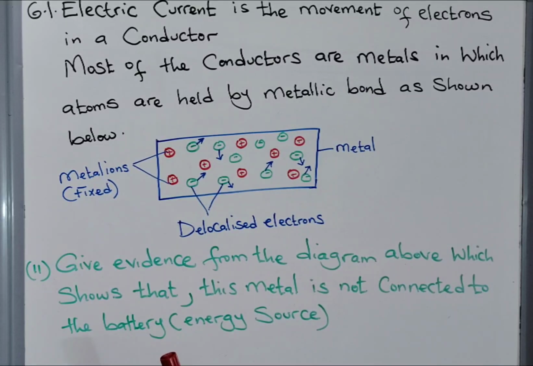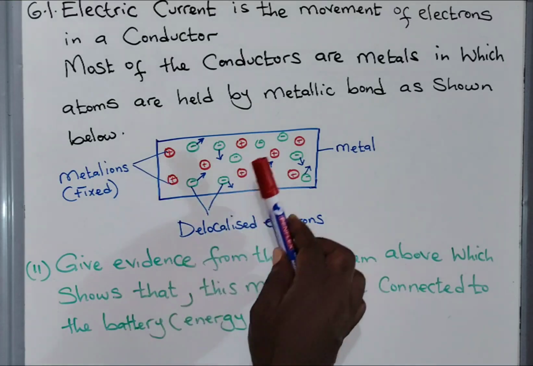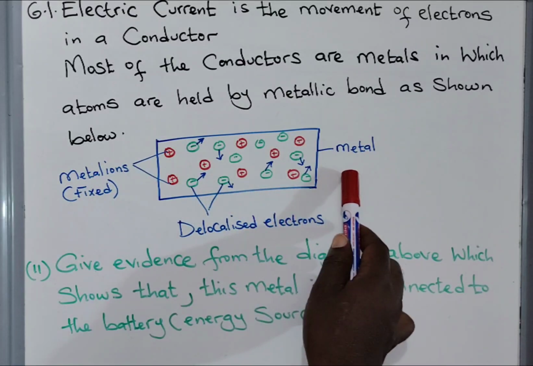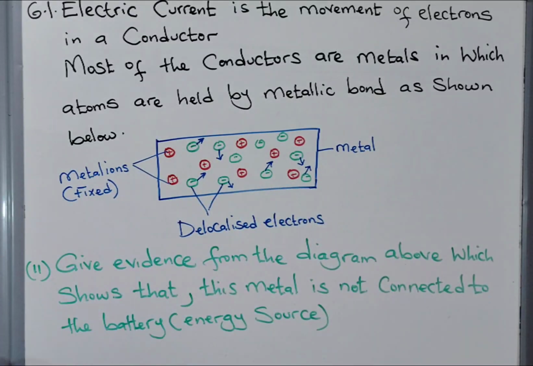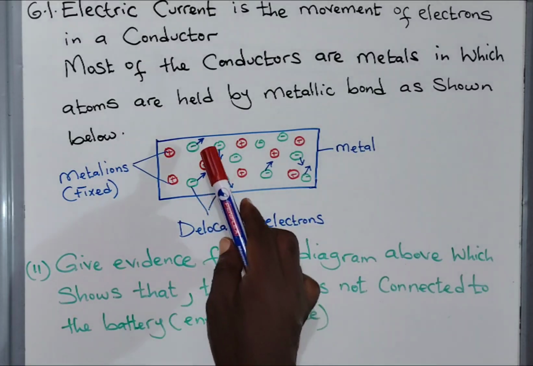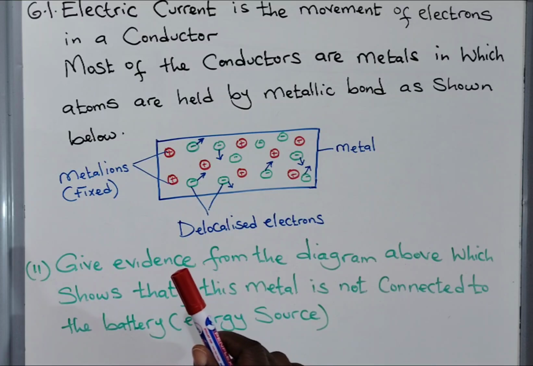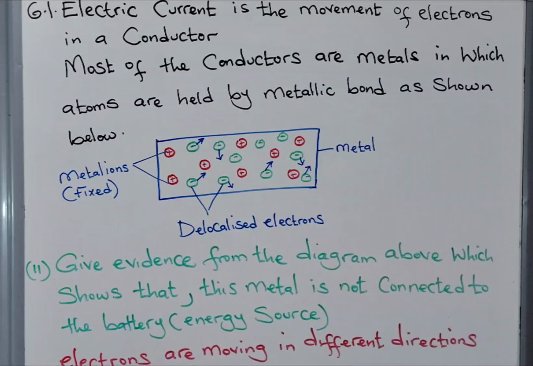Then the question says, give evidence from the diagram above which shows that this metal is not connected to the battery. So what evidence do we see here which shows that the metal is not connected to the battery? Okay, the evidence is that electrons are moving in different directions. That is the evidence.